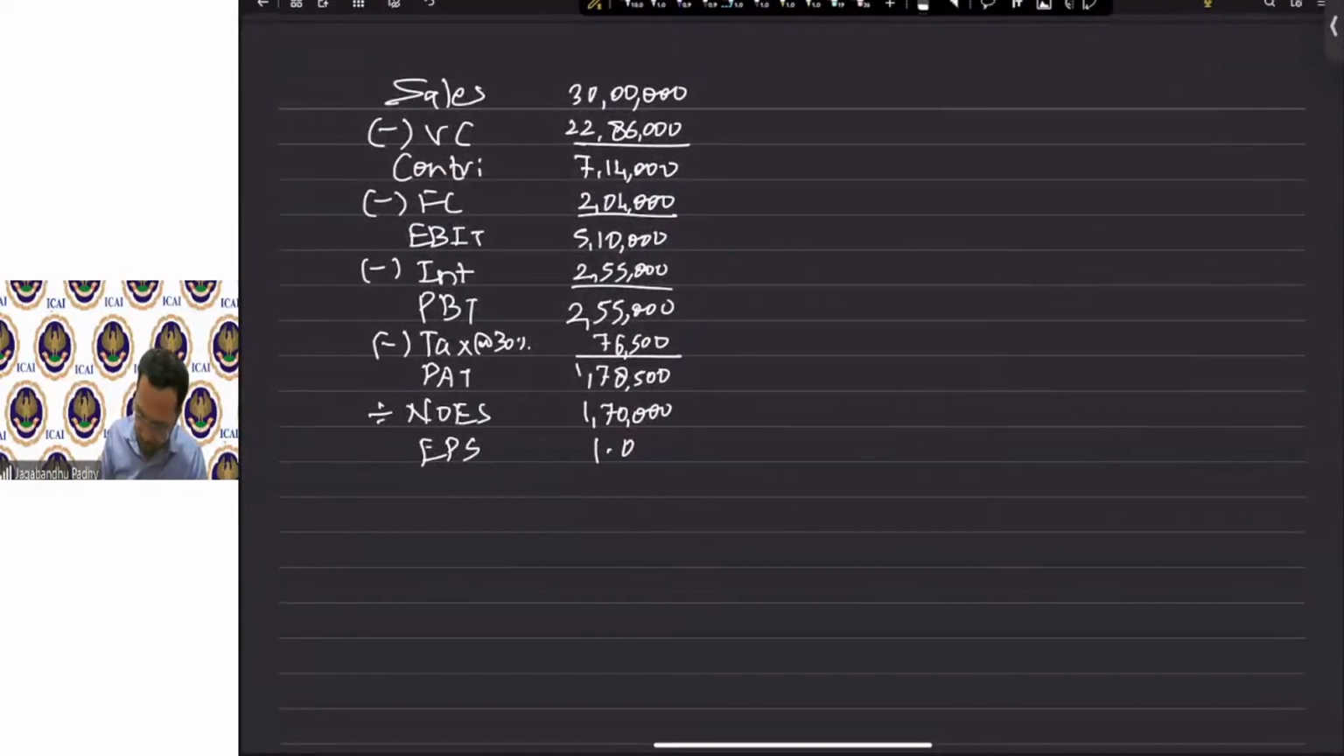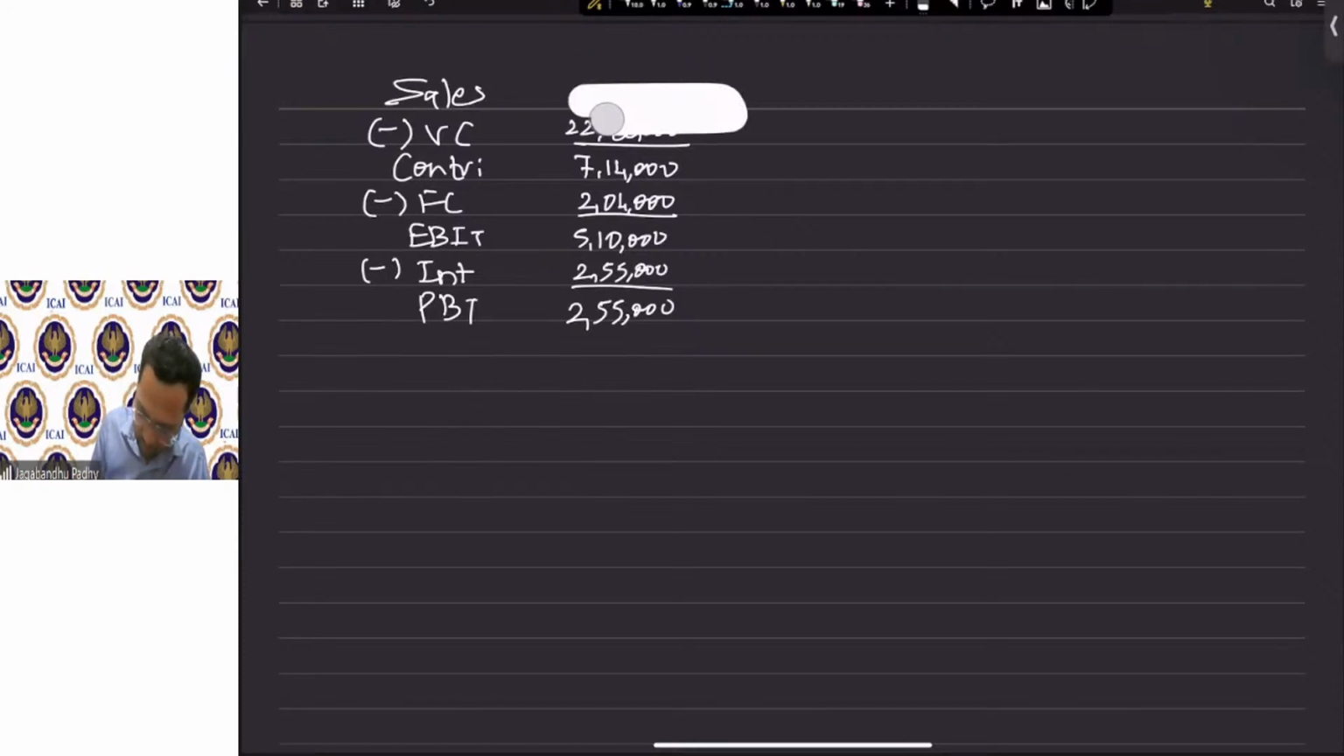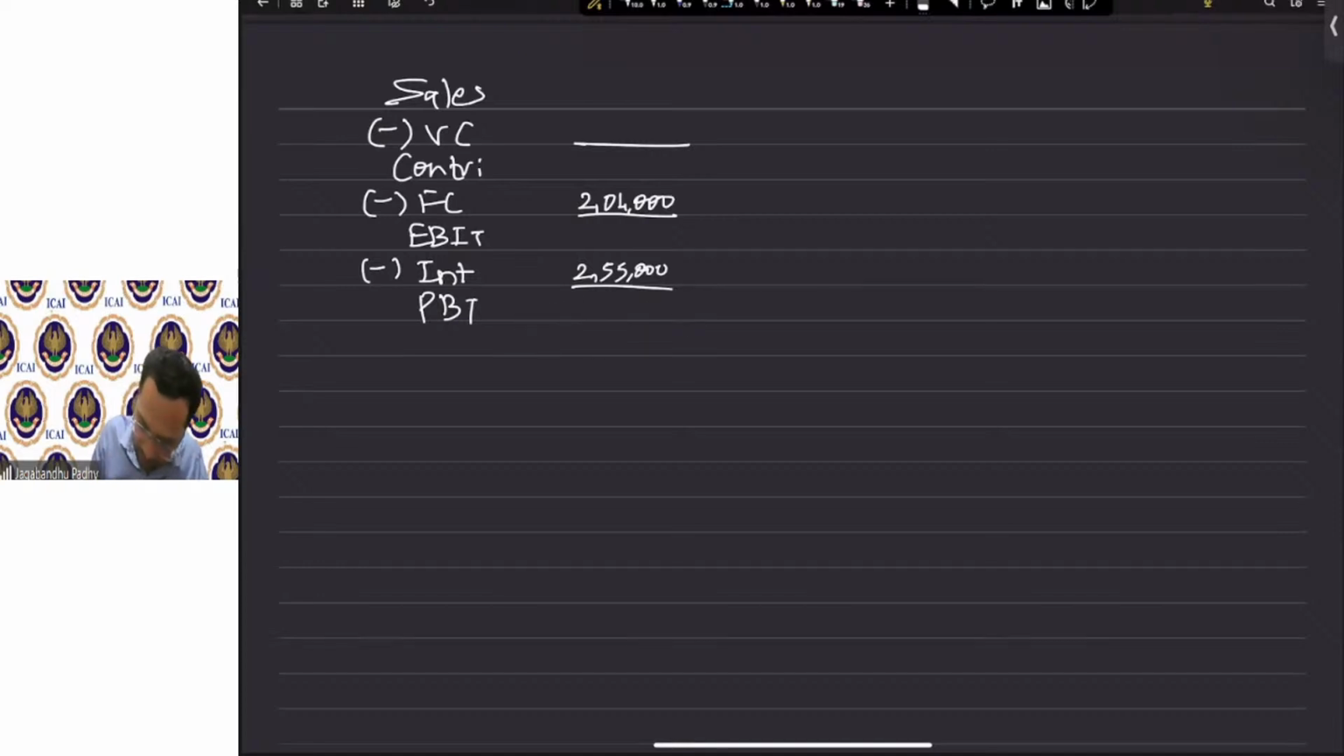Okay. So profit before tax should be zero. Just now, what level of sales? Of course, if the sales changes, variable cost is going to change, and even the contribution is going to change. Fixed cost will remain constant. EBIT is going to change, and we want this PBT figure to be zero.